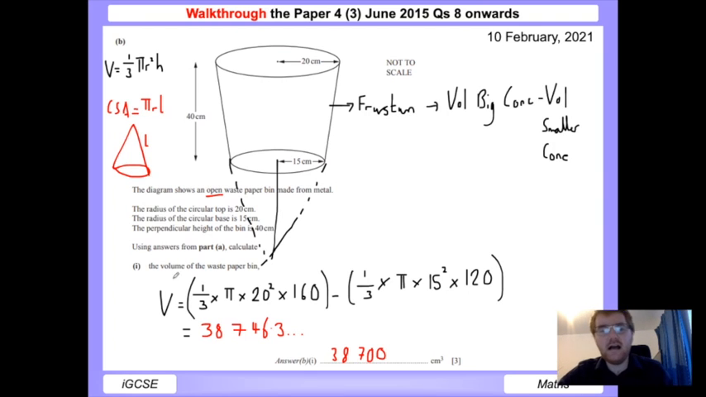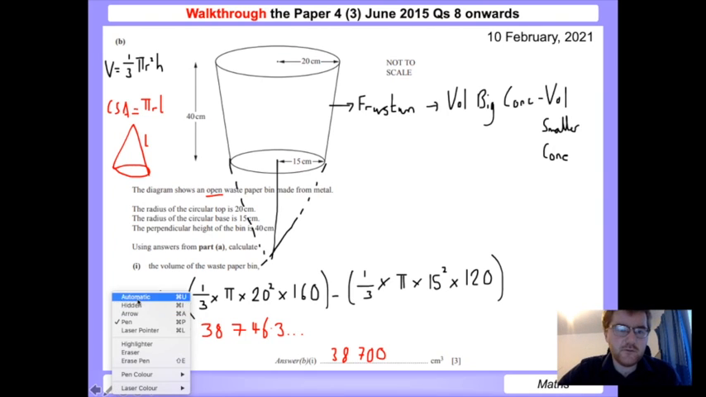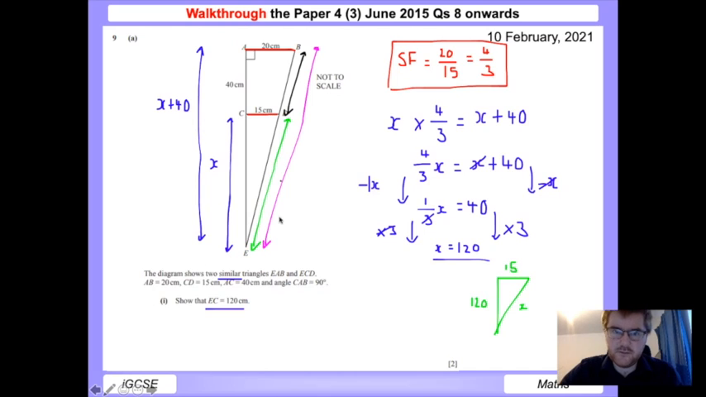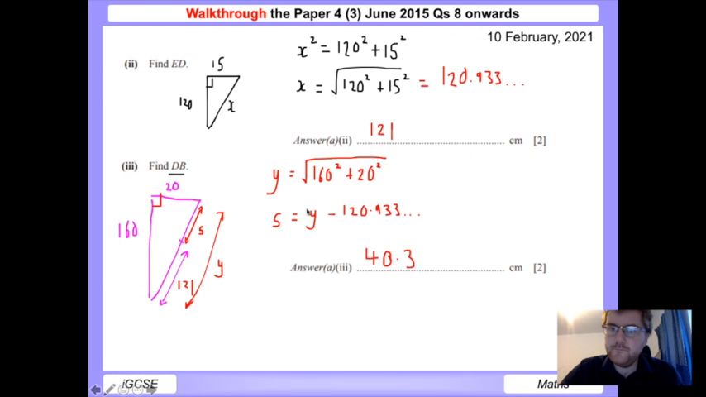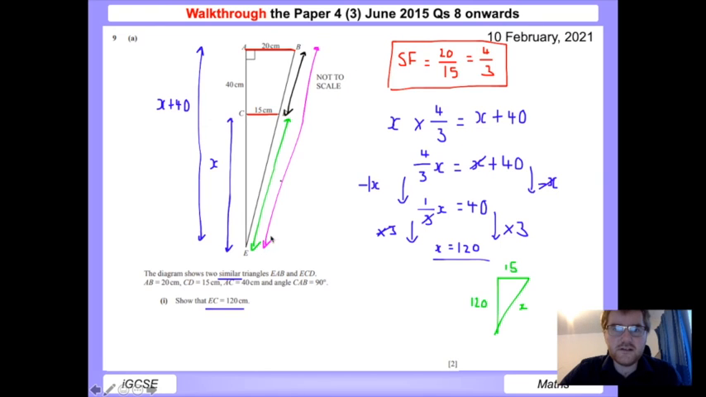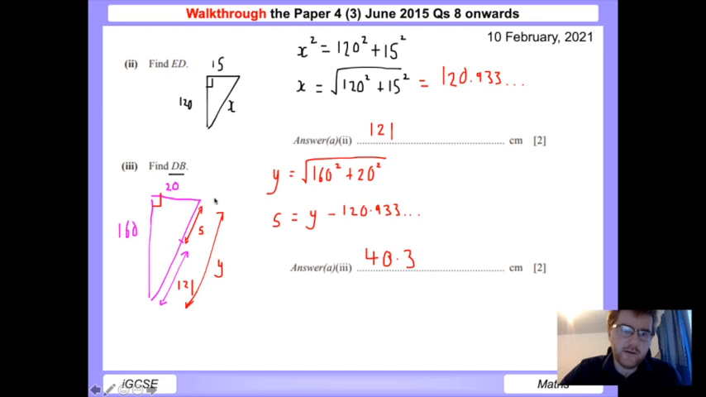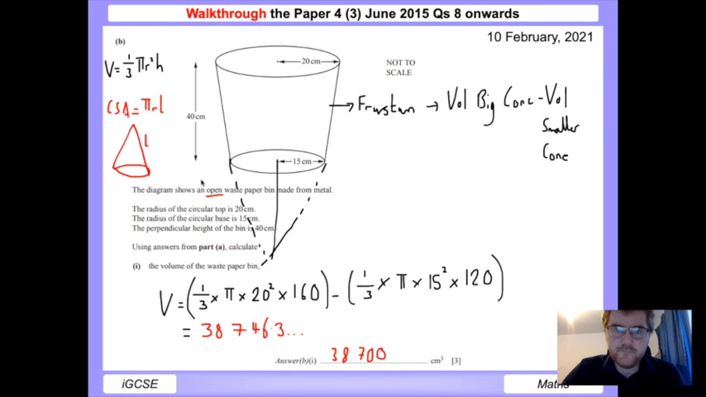But then we think, actually, we've already worked this out. We worked this out in the previous question here. We've already worked out that green length, which was part 2, that 120.933. And we've already worked out this purple length here as well, which was using Pythagoras. So we actually do have these lengths. So let's put it all together so we can actually work this out.